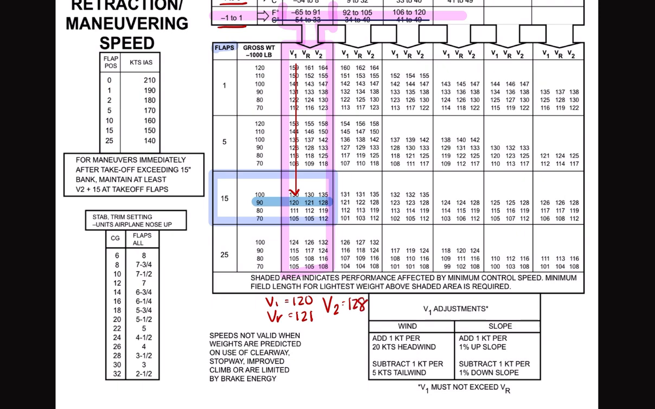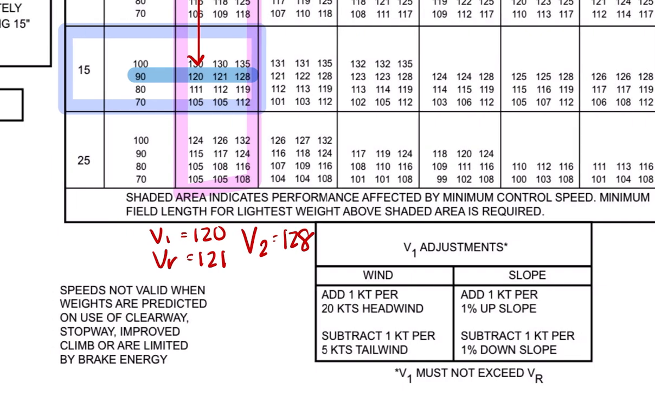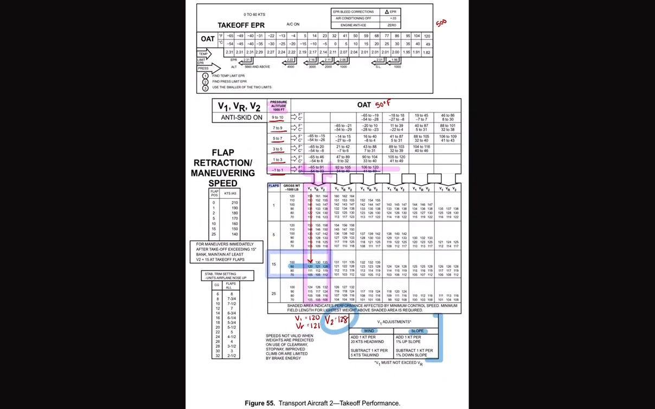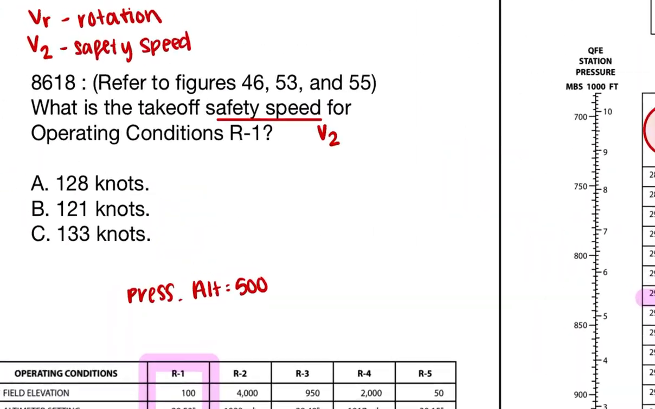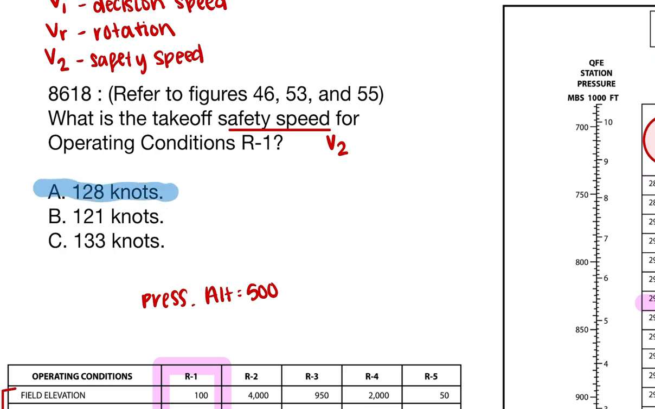Now, before you move on, make sure that you double check these V1 adjustments. We are not looking for V1, so this does not matter to us. If you were looking for V1, you would have to look for the wind and the slope, which would be given to you in the operating conditions, but we don't need to make any adjustments here because we are looking for our safety speed, which remember is V2. So now that we know our V2 is 128, we simply come back over here and we can see answer choice A is 128. We didn't need to make any corrections there.